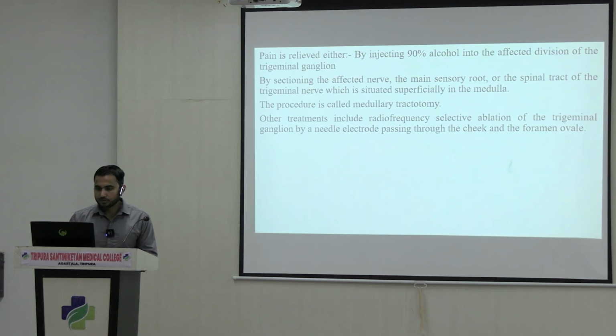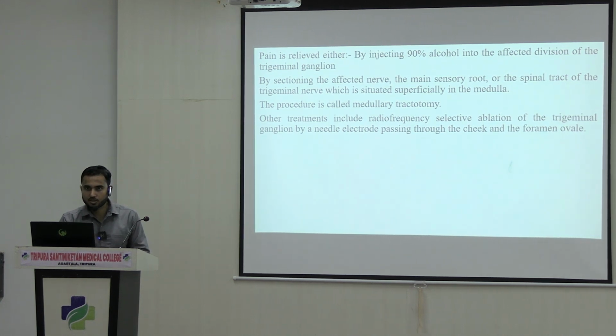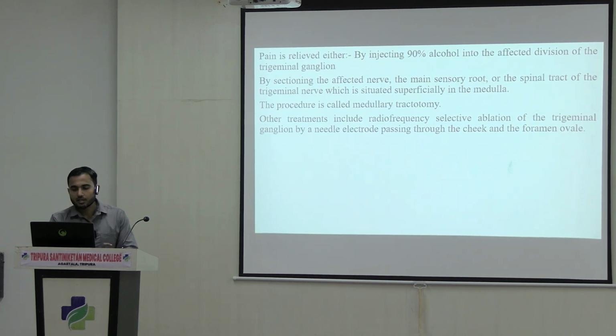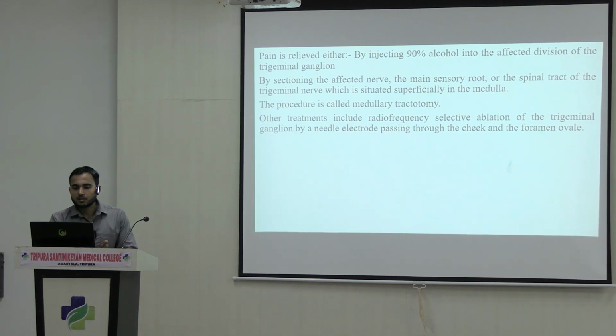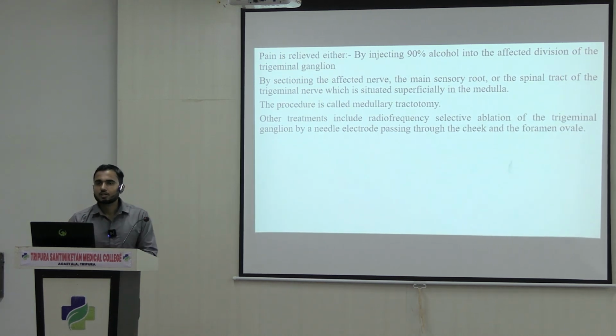Now, when a person is suffering from trigeminal neuralgia, there are various ways to reduce the pain. For example, injecting 90% alcohol into the affected division of the trigeminal nerve. Then there is a procedure called medullary tractotomy, where sectioning of the affected nerve is done. Other treatments include radiofrequency selective ablation of the trigeminal ganglion by an electrode passing through the foramen ovale. So these are some procedures by which the pain can be subsided. Okay, so this is trigeminal neuralgia.